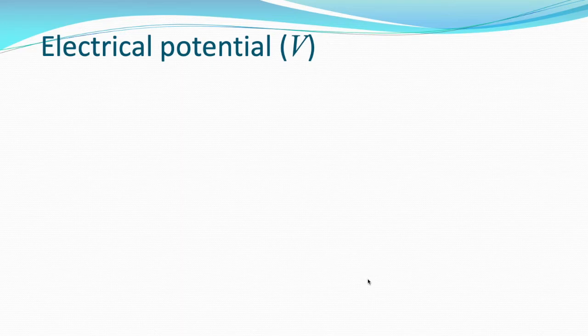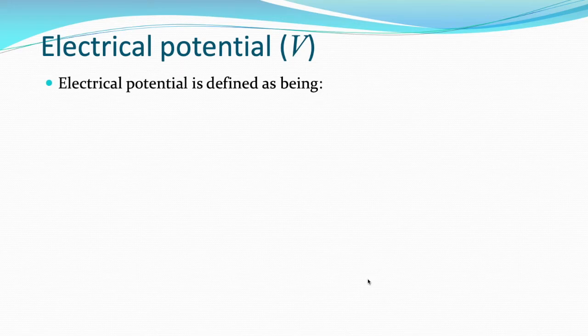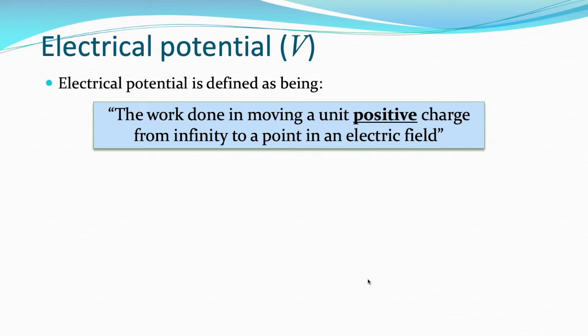But bear in mind that there are two types of electrical charge. So here's the definition. Electrical potential is defined as being the work done in moving a unit positive charge from infinity to a point in an electric field. Now remember, it's very similar to what we said about gravitational potential. In gravitational potential, we said it's the work done in moving a unit mass from infinity to a point in a gravitational field. So, very similar definition, only in terms of charge and in terms of a positive charge.